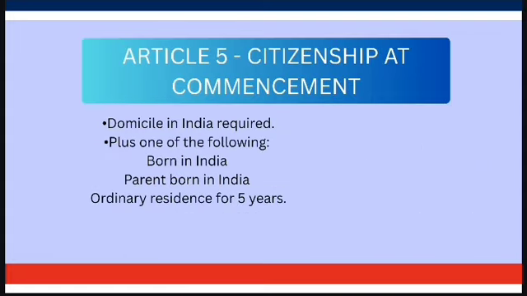So let's start with Article 5, that is citizenship at commencement. Article 5 specified who became citizens of India on 26 January 1950. A person had to possess domicile in India and satisfy one of the following conditions. First, he or she was born in India. Second, either parent was born in India. Third, the person had been ordinarily residing in India for at least 5 years immediately before the commencement of the Constitution. Thus, domicile and one additional qualification were necessary for acquiring citizenship under Article 5.